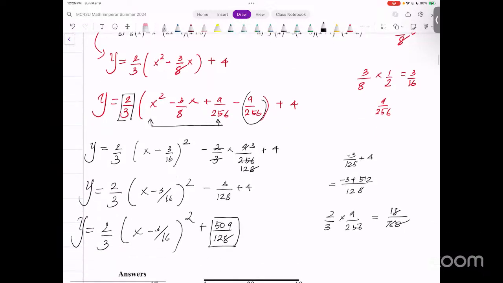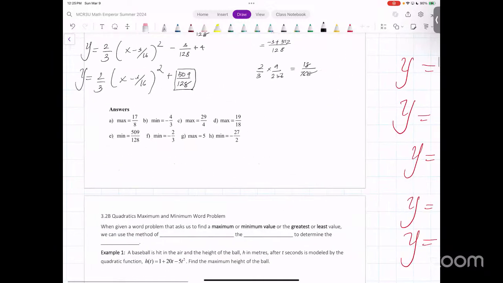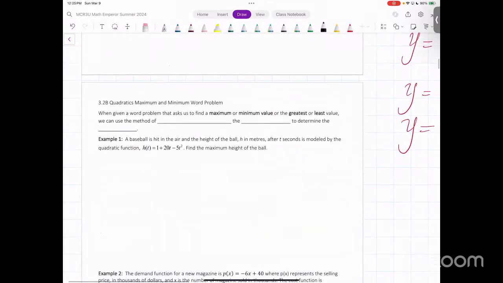All right, so we're gonna move back to here. Next one. When given a word problem that asks to find a maximum or minimum value, or the greatest or least value, we can use the method of completing the square.